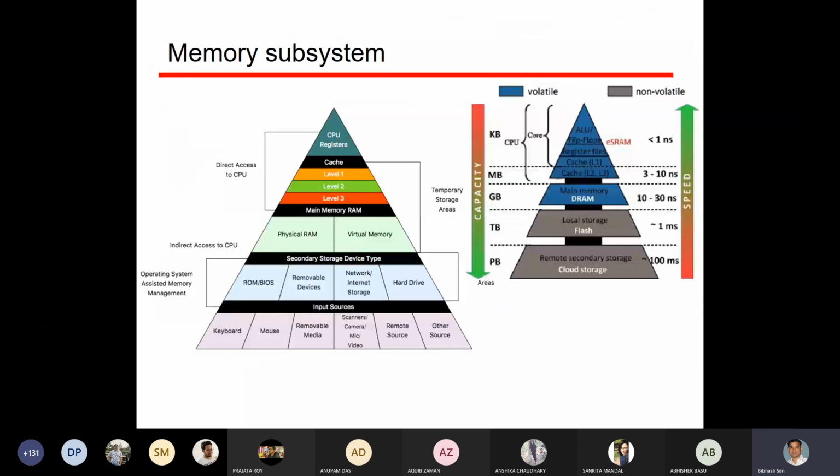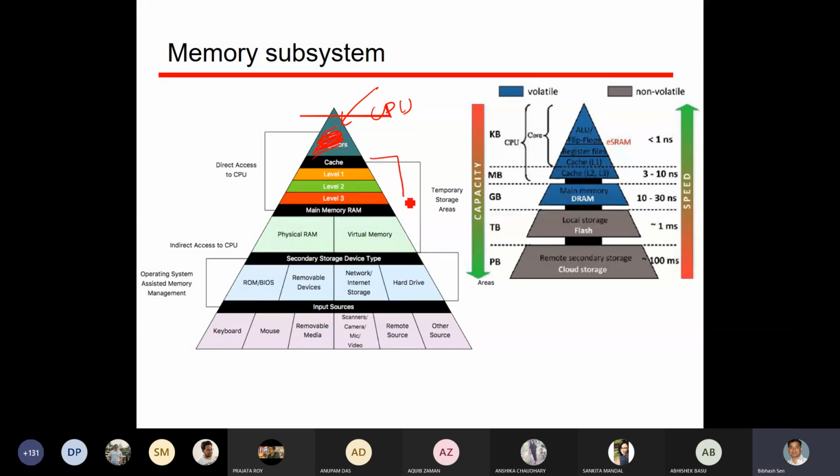Now you will find there is a memory subsystem. So this pyramid is very important. Initially, we consider the high speed memory. In the context of the CPU, that is the CPU register. Very high speed memory, this part. High speed memory, that is CPU registers. Am I clear on this point? High speed memory, CPU register.